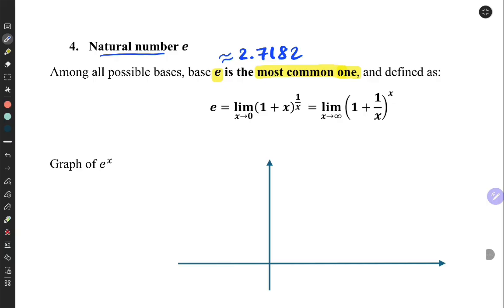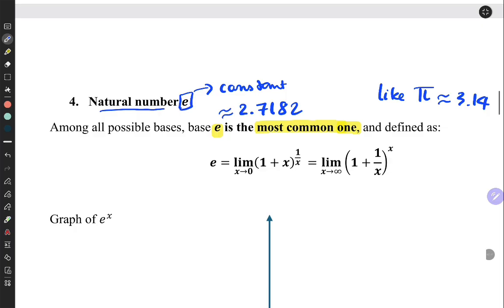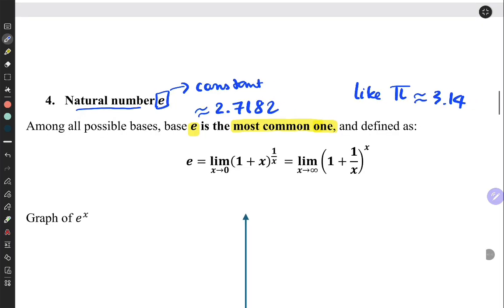So in other words, it's just a constant. First of all, we have to establish it's not a variable. It's no more, no less than a constant. It carries the same identity like pi, around 3.14. Technically these are called constants, universal constants to be exact.